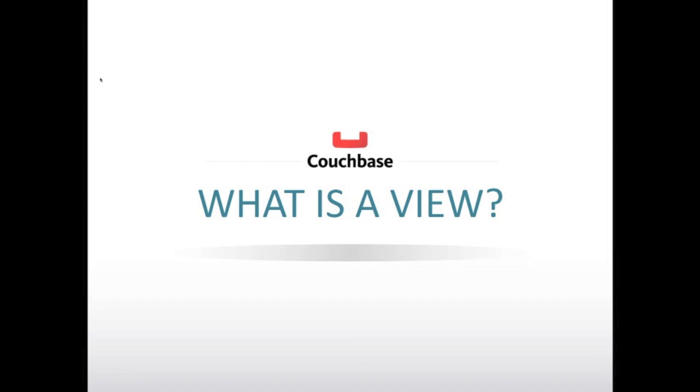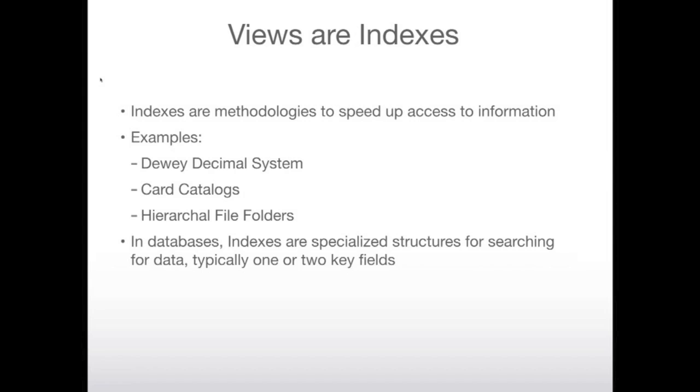The first thing is, you've heard about views. Couchbase has views, but what is a view? So a view is an index, and indexes are ways of getting to data or information faster. I mean, we see indexes everywhere we look. Even our file system is a sort of index. If you have categorical file folders, you know how to get to a particular document or spreadsheet or code in your application based on the folder names, and that's a form of index.